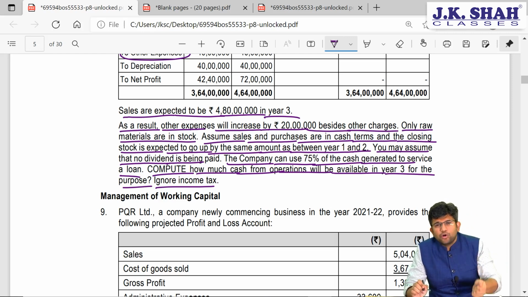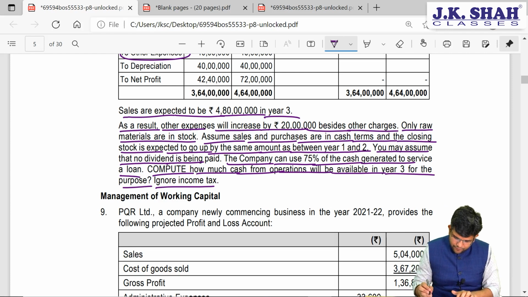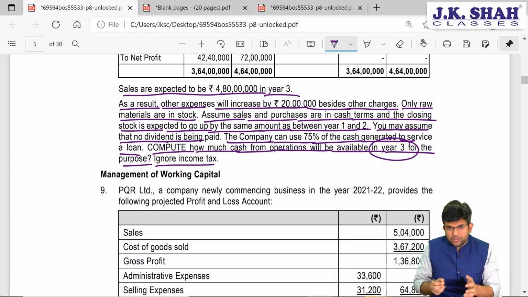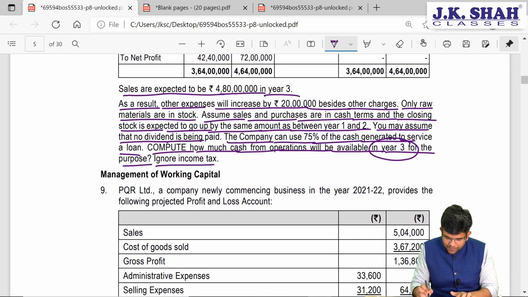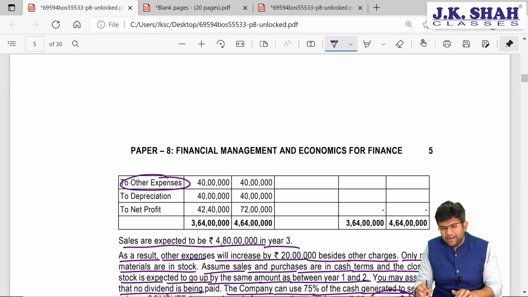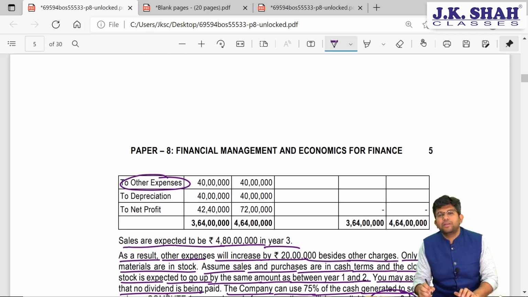So the first goal that we should all be having is to calculate the net profit projected for year 3. Everybody, you are able to understand, because for year 3 only we want to calculate that CFO, right? Now let's imagine a P&L, right? Because we have to make a P&L to find out the projected net profit for year 3.